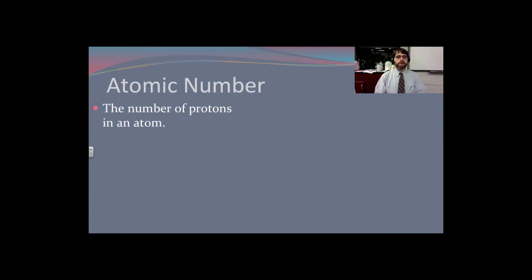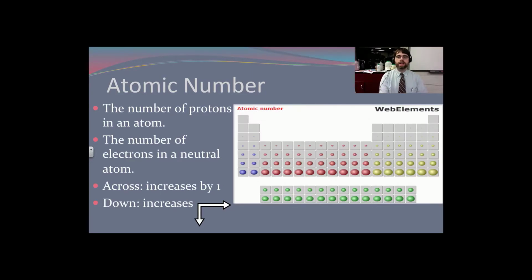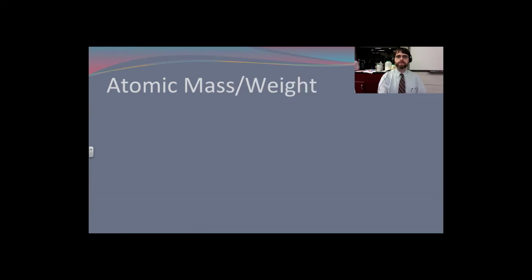So starting out, atomic number is simply the number of protons for a neutral atom. It's also the number of electrons. As you go across the periodic table, it increases by 1. And as you go down the periodic table, it simply increases. And here on the side, I'll have graphics of what this looks like or some of the data. And you'll do a lab where you'll actually plot some of this data at some point.